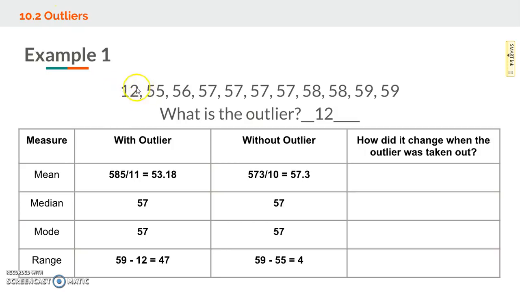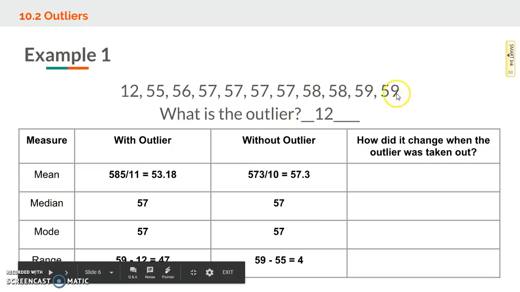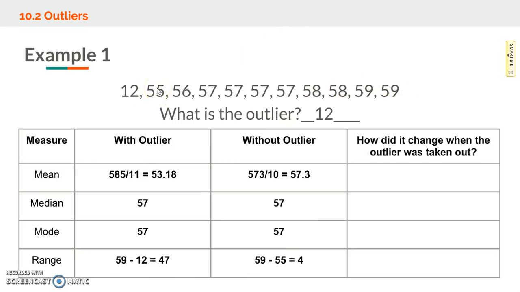When we take the 12 out, the median, when we count again, so pretend like that 12 is out, kind of crossed off, throw it out there. When we count in the middle, 57 is still our median. 57 is still our mode, right? We didn't take any other numbers out. It was only the 12. But now look what happens to our range. Our range still is the highest number is 59, but our smallest number now is 55. So our range is 4.